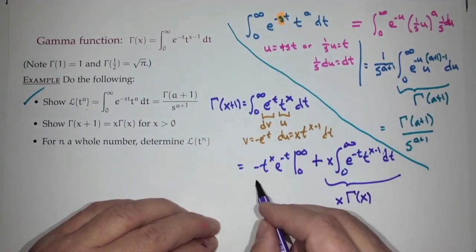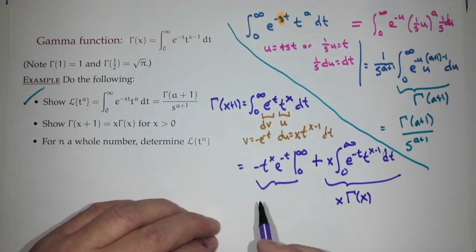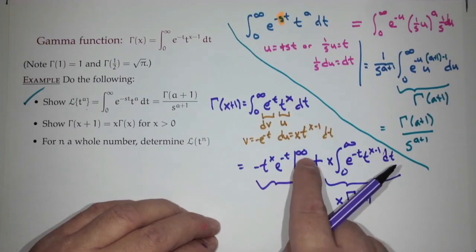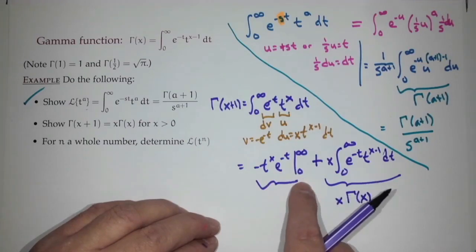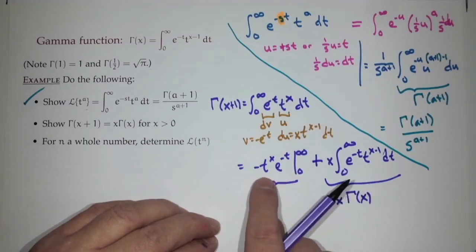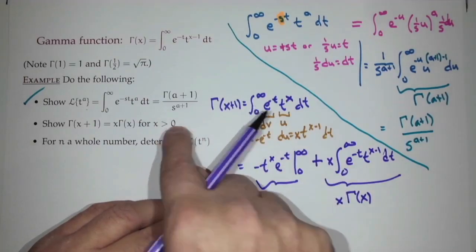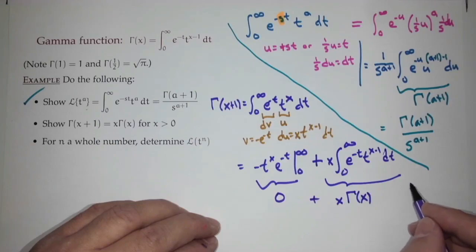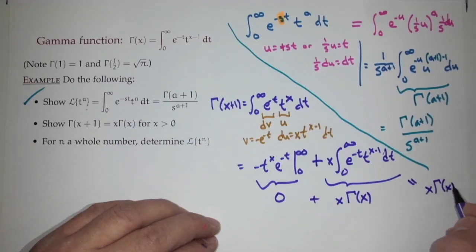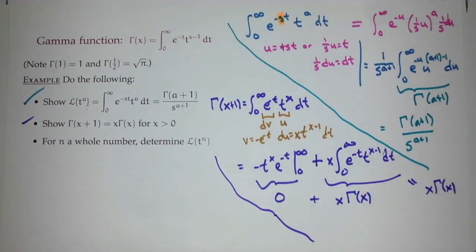What happens to the first piece? It'll be 0. Well, why? At infinity, what part of it goes to 0? The e to the negative t. At 0, what part of it goes to 0? t to the x, assuming x is positive, which we do. So you get 0 plus x gamma x, which is x gamma x. All right. So that's the second bullet point.